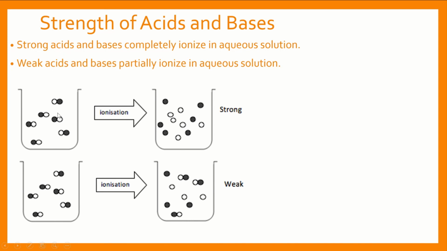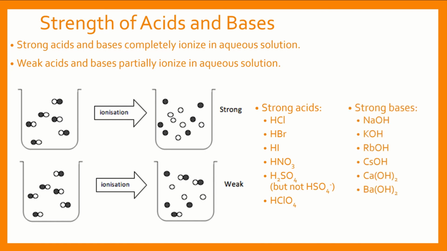Here we have a strong acid. Notice we have black and white dots, and they all dissociate. Here we have a weaker acid. Only about half of them dissociated. That's what makes it a strong or a weak acid. The concentration doesn't really come into play. Make sure you memorize this list of strong acids and strong bases. You are expected to know them, recognize them, and use them. So memorize these strong acids and strong bases as we go forward.